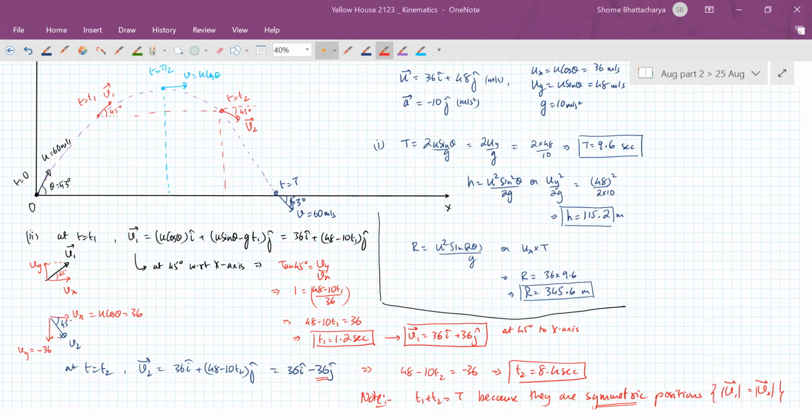So the general expression for the y component of velocity is what? It is u sine theta minus gt, which is this value here, 48 minus 10t. So this 48 minus 10t at that instant should have become minus 36. From that we are solving for the time, and it's coming out to be 8.5 seconds. Is it clear?